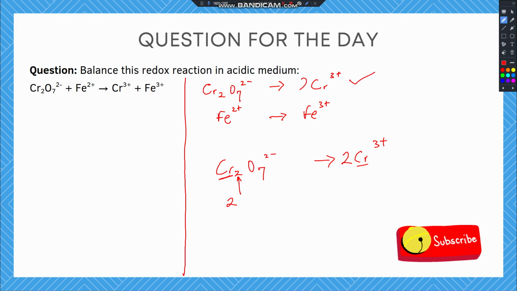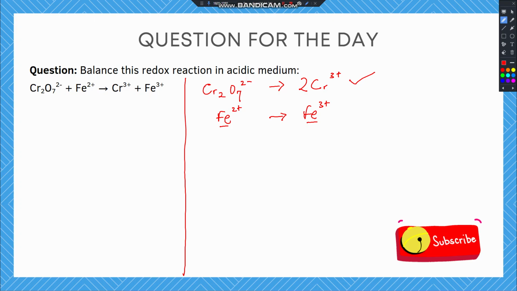We have 2 over here balancing chromium. For the second equation, however, there are no other atoms apart from hydrogen and oxygen to be balanced, because iron over here is just 1 atom and iron over here is just 1 atom. So that rule has been followed adequately. The third rule says balance oxygen by adding H2O or water molecules. So let's do that very quickly.